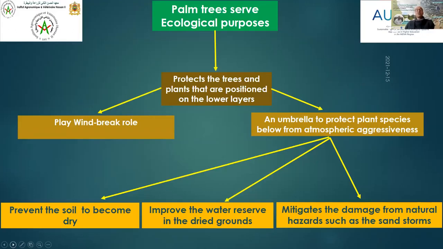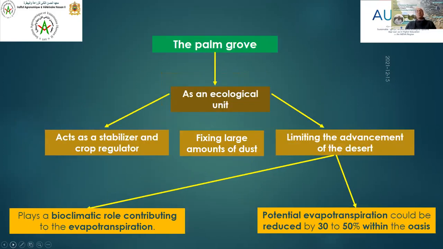Palm trees serve ecological purposes. They protect the trees and plants that are positioned on the lower layers. They play the role of a windbreak. It's an umbrella to protect plant species below from atmospheric aggressiveness. It prevents the soil from becoming dry. It improves the water reserve in the driest ground, and it allows to mitigate the damage from natural hazards such as sandstorms.